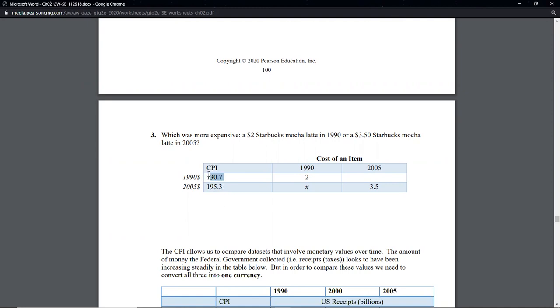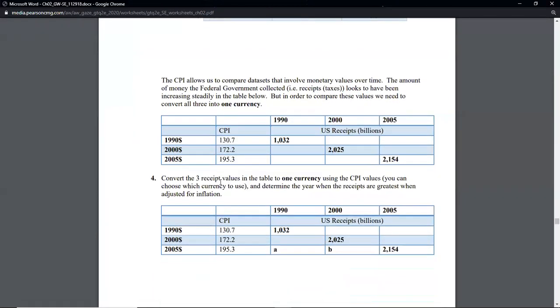Now, these CPI values are nothing that you would need to memorize. They are always given to you inside of problems, whether it's a table of many of them or just a small table of a couple of them. So the last problem we're going to do from chapter 2, and then we're going to go straight into chapter 3, is talking about how the CPI can be used to compare how much money the federal government has collected, which they call receipts, also known as taxes. And they say that it looks like it's steadily been increasing based on the table below.